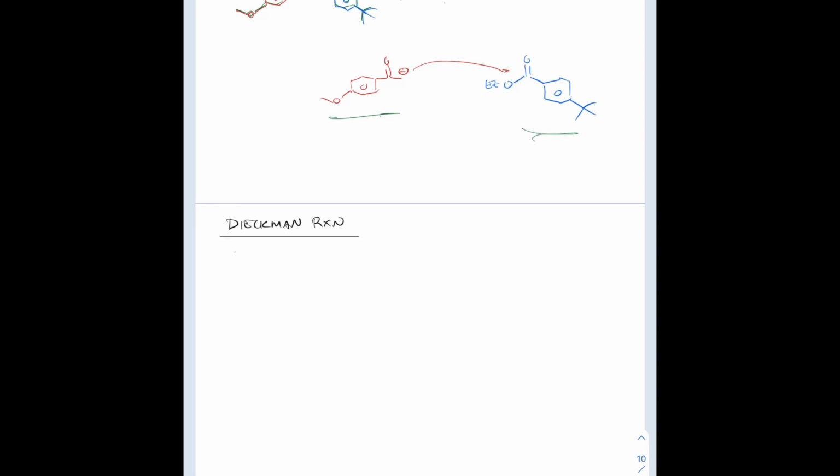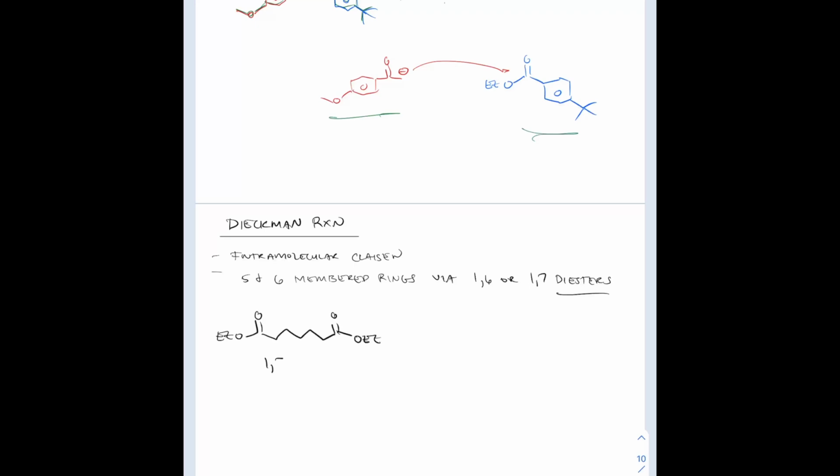Now we are moving on to the Dieckmann reaction. So the Dieckmann reaction is just intramolecular Claisen. So pretty much what we're going to be doing is forming 5 and 6 membered rings via a 1,6 or a 1,7 diester. There's not much to discuss about this other than the fact that it's called the Dieckmann, and we're just pointing out its existence, so that way we're more aware when we see things like this.